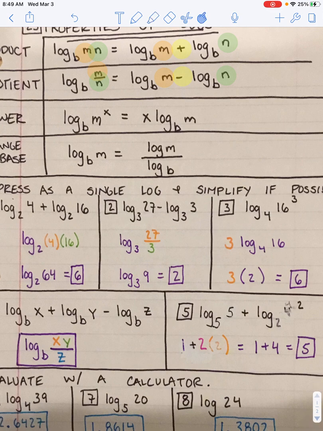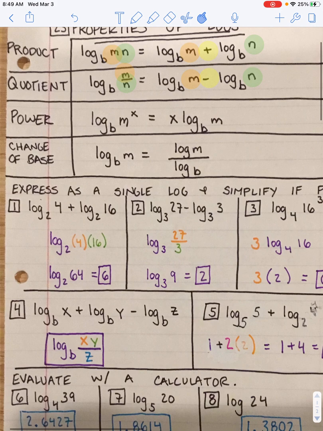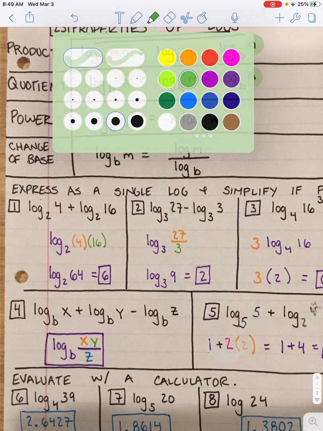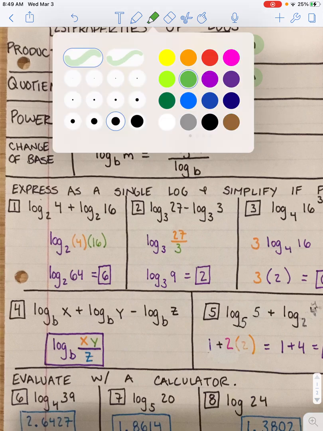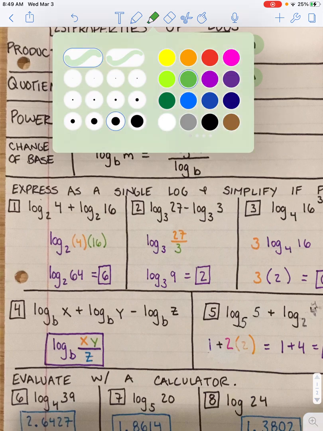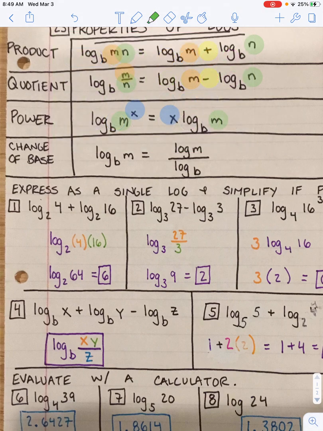The next property is the power property. For the power property, if we have a log base b of our m value, and our m value is being raised to the x, what do we do? We take that x out in front and we multiply by it. So it becomes x times the log base b of m.